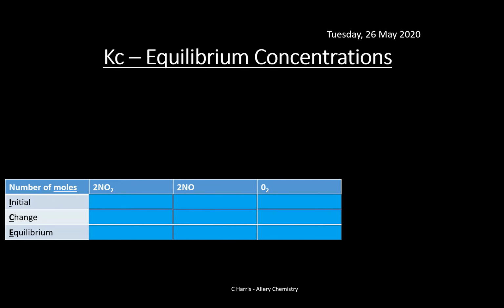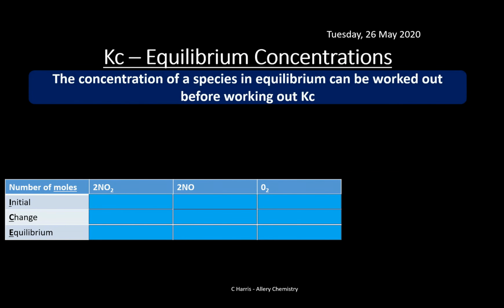Okay, so just coming on to the final bit. This is a bit more complicated, this. So we're going to be looking at the concentration of a species in equilibrium and how that can be worked out before actually working out Kc. So we're going to be looking at something, and I use this method called ICE. But you may use a different method when you see this here. If you see any of my other videos, I like to keep it methodical and precise and make sure that we're accountable for every step that we're doing.